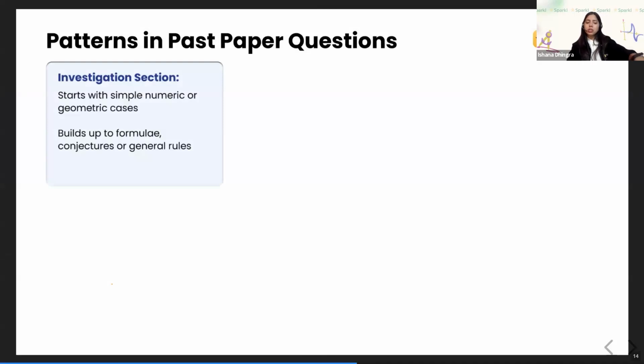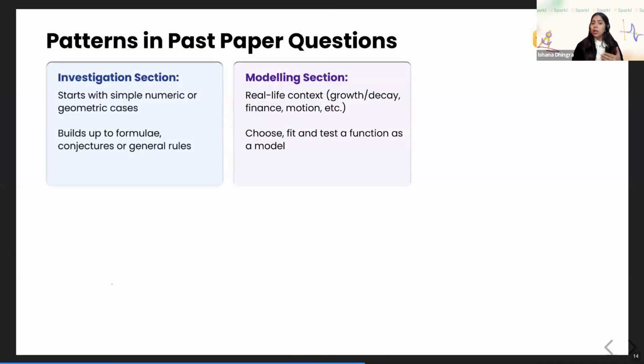Okay. Now, before we move to the past paper questions, one more thing that I want to tell is there are some questions that are grouped in different sections, like the investigation section, where you have geometric series and those kinds of things where you have to understand the pattern. You have to start with simple cases, build up the formula, and then work on that. There is a modeling section, where you have to think about what will be applied here, geometric series or an exponential function, and then you have to test the function as a model.